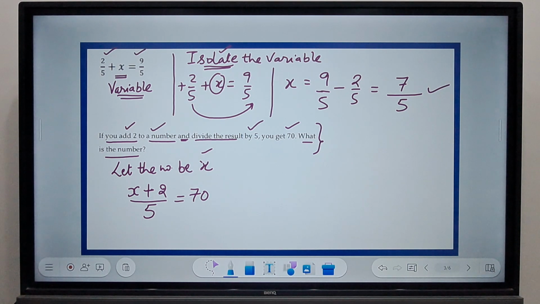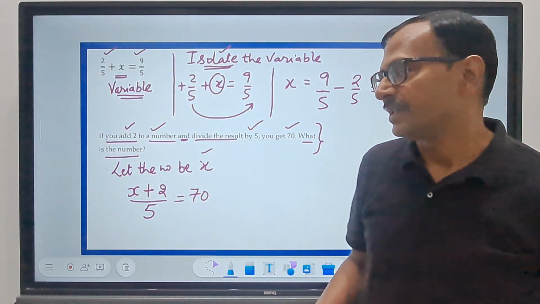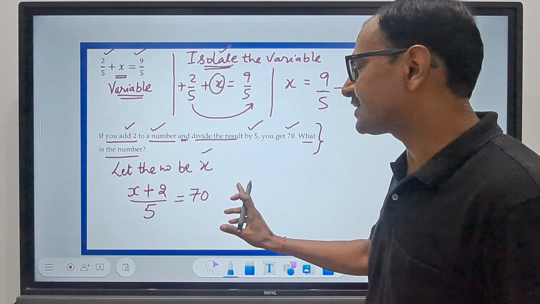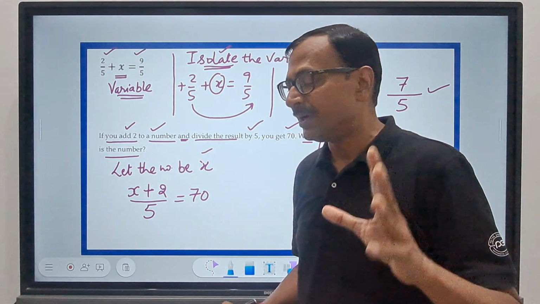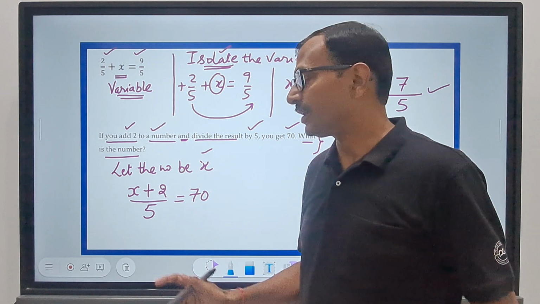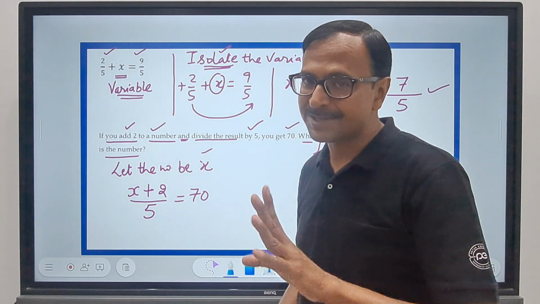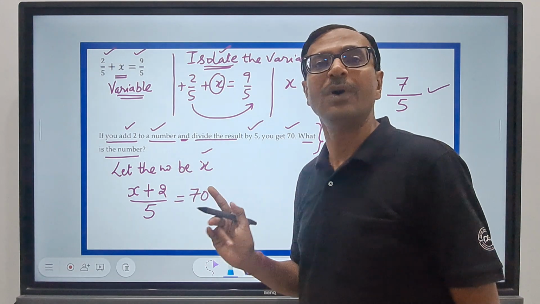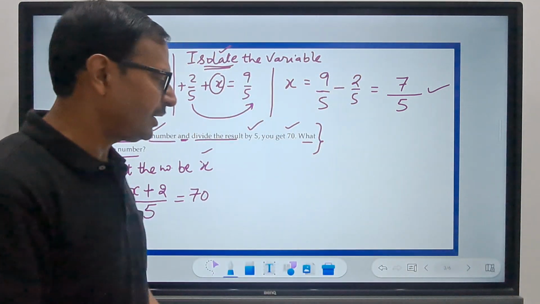And the most common mistake which students make when isolating the variable is shifting plus 2 to the other side. It is not plus 2. Plus 2 is not an independent term. It is actually divided by 5. And so the common denominator 5 has to be taken to the other side first. You can't take plus 2 first. There are so many students who make this common mistake.